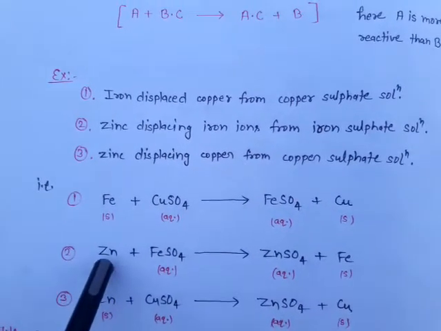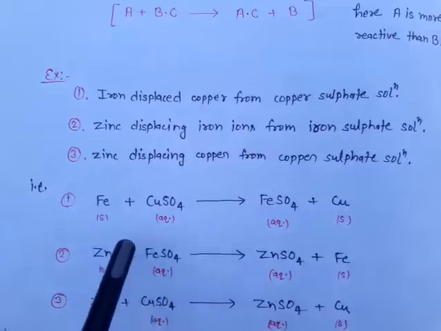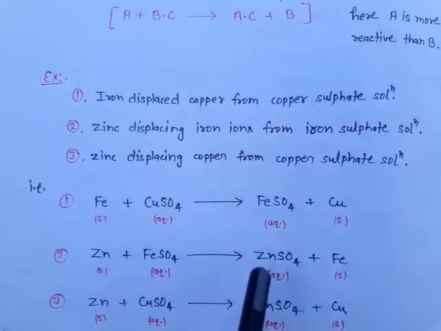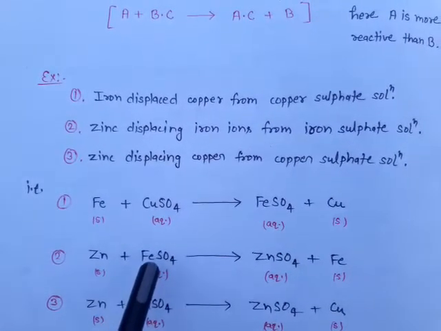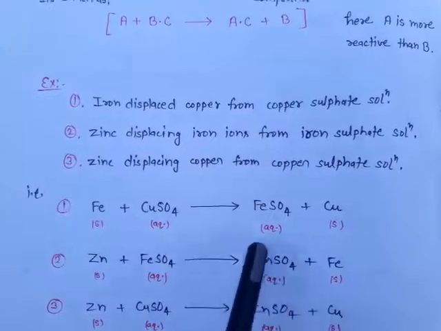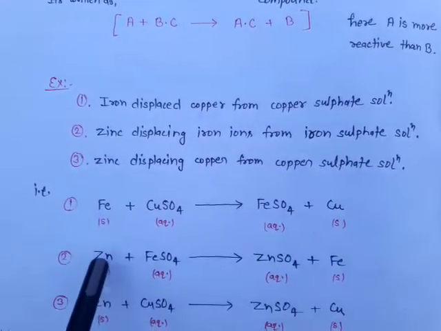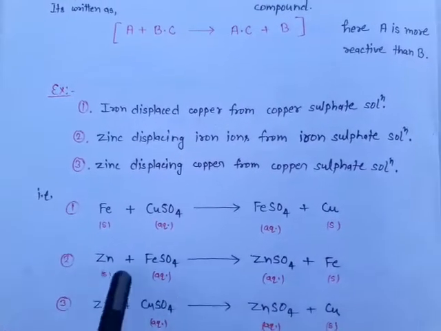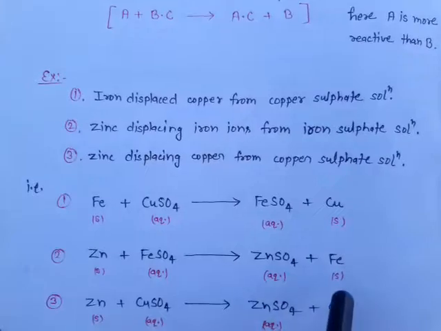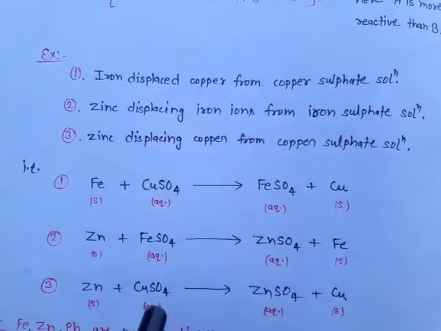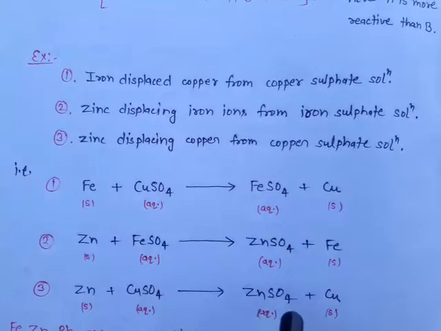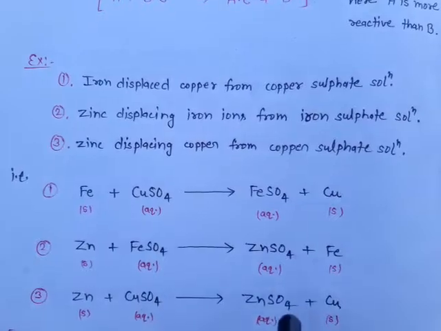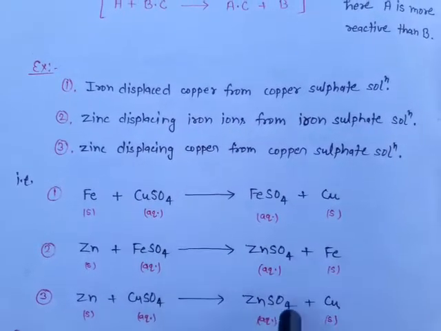The second example is zinc and iron sulfate, which are the reactants, and the products are zinc sulfate and iron. Here iron sulfate changes into zinc sulfate. That means zinc displaces iron and forms the product zinc sulfate. Zinc is more reactive than iron, so it displaces iron and zinc sulfate is formed. The brackets show solid, aqueous, solid. The third example is zinc plus copper sulfate, the reactants, and the products are zinc sulfate plus copper. Here zinc displaces copper and forms a new product, zinc sulfate in aqueous form.